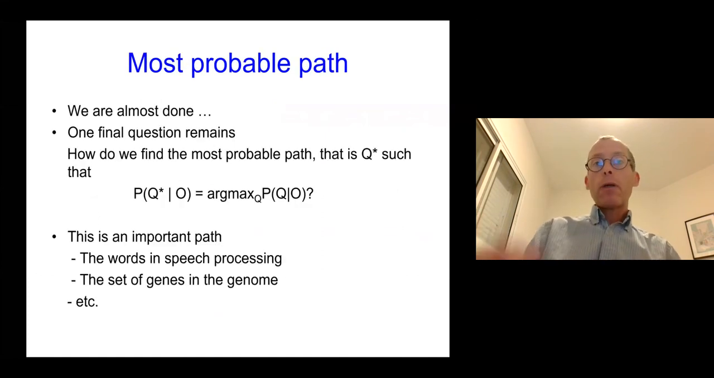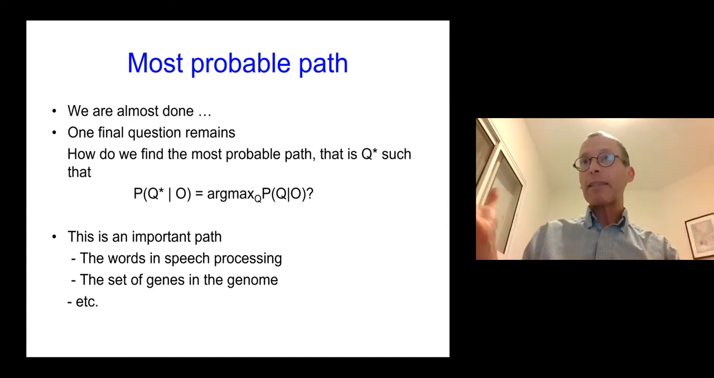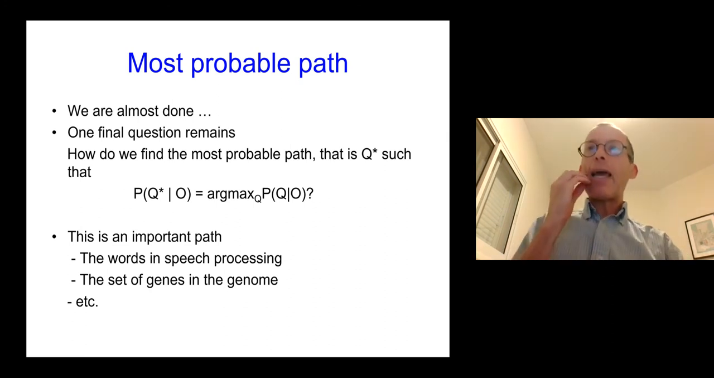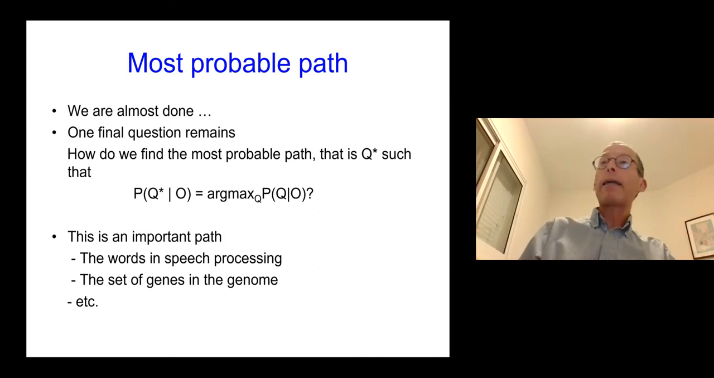When we do speech processing, if I have only three sentences, I can compare all of them. But if I let you speak whatever you want, I really want to find out not the probability of every possible sentence, because it's too long. I want to know the most likely sentence you said. This is speech processing, very important, but it's also true in biology. We want to know the most likely set of genes, or the most likely encoding of this part of the genome, and so forth.